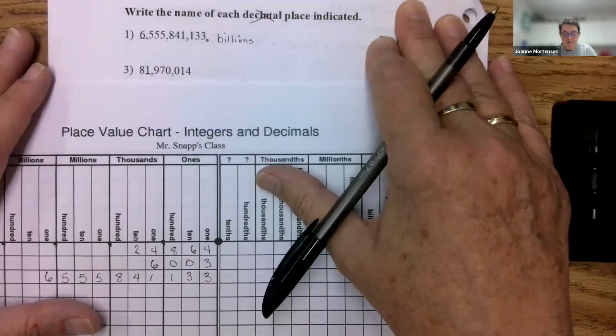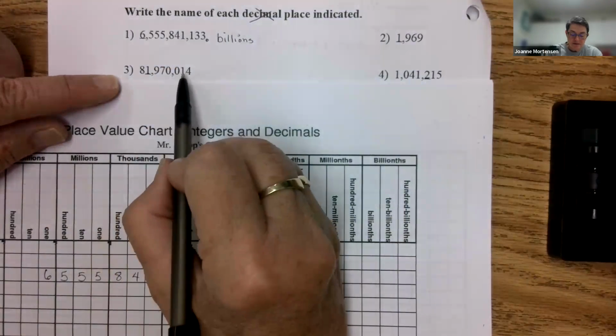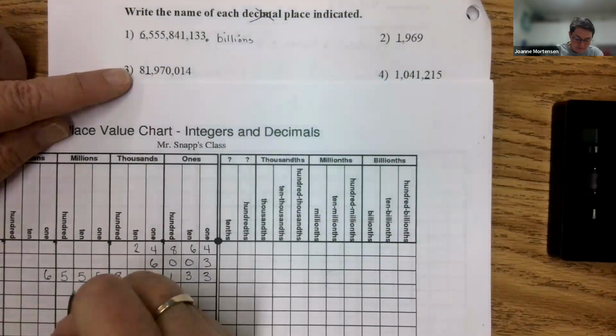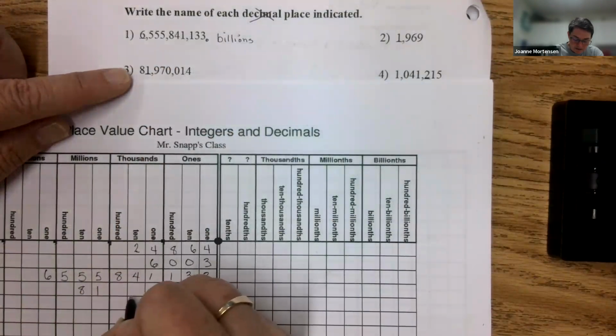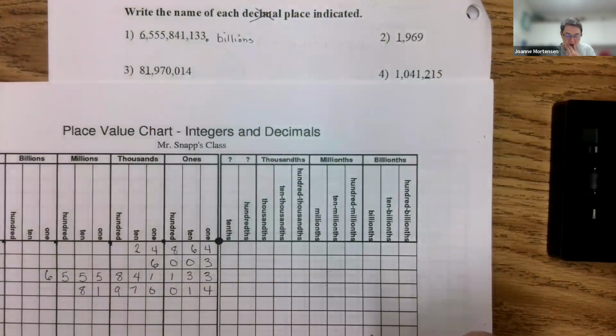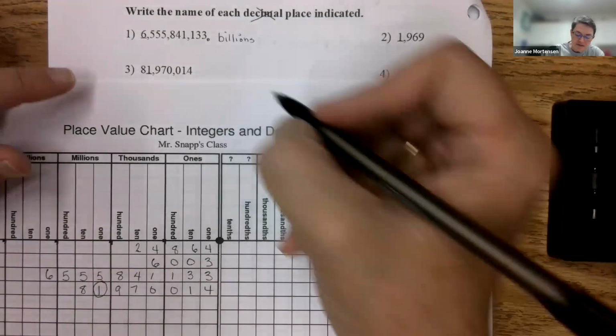All right. Let's look at this one. 1, 2. So skip this one, 81, 970, 0, 1. And they want this one. So that's in the million spot.